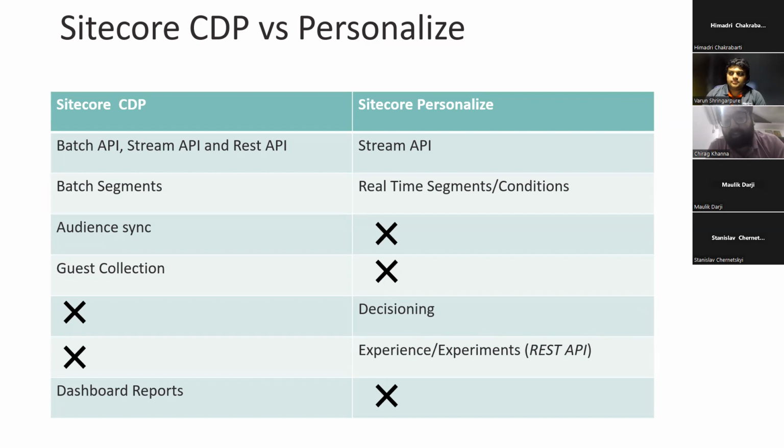Right? And similarly, we have dashboard reports, which is only, as I told, guest collection data. All the experience analytics reports are only available in CDP, whereas they're not available in Sitecore Personalize, right? On the other hand, on Sitecore Personalize, as I told earlier, we have decisioning, experiences, and experimentation. Experiences and experimentation work hand in hand with decisioning to give personalized results on the website. So this is basically the crux of the differences between when we should use Sitecore CDP and when we should use Sitecore Personalize. At the end of the demo, we will show you both the dashboards for CDP as well as Personalize. This will make it clearer.